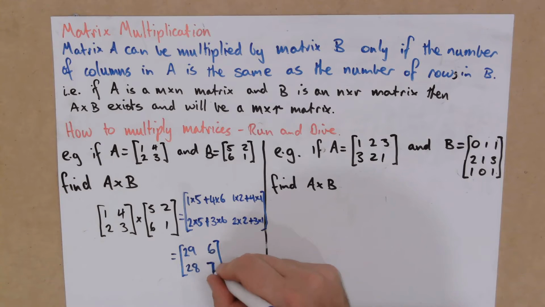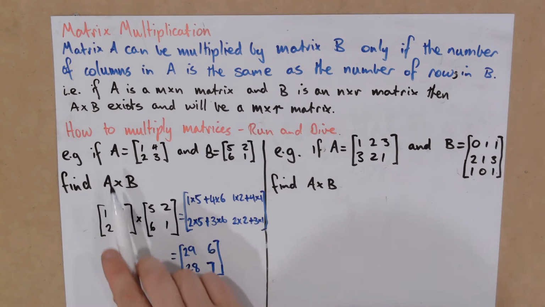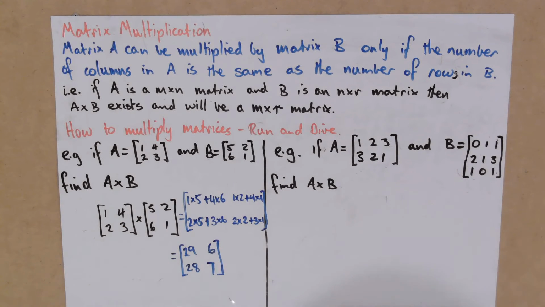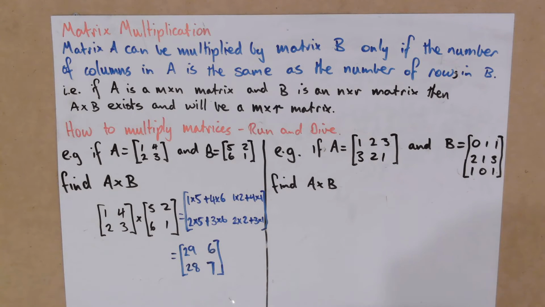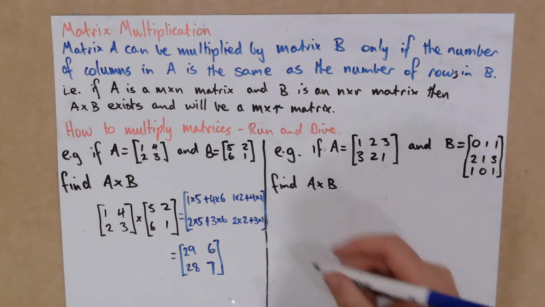Okay. And you can see, because they were both 2 by 2 matrices, our answer had to be a 2 by 2 matrix. Okay, so that's our first example. We'll do another one though, which we've got here. This time we've got a 2 by 3 and a 3 by 3. So that means our answer is going to be a 2 by 3 matrix. Okay, so we'll set them up again.